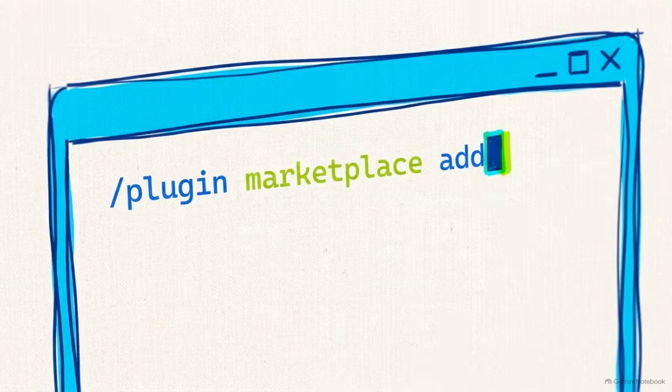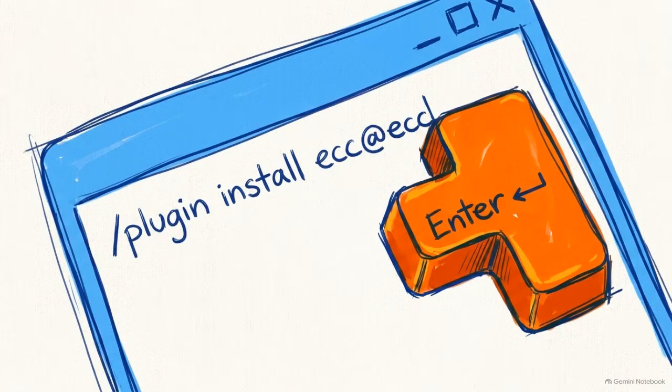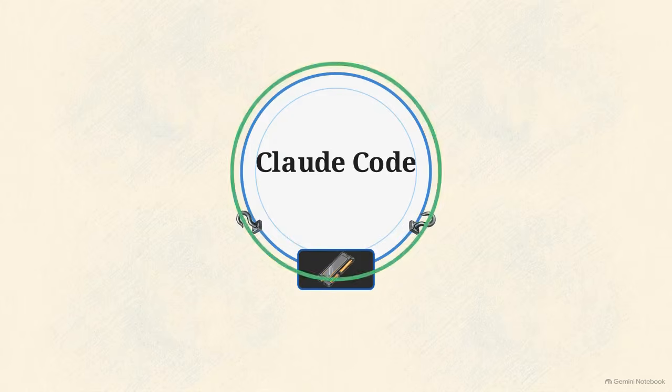Look at this terminal interface. We are starting inside the active Claude Code prompt, typing out the /plugin marketplace add command, and pasting the ECC GitHub URL. This points your local environment to the upstream repository. Next, execute /plugin install ECC at ECC. This single command handles the provisioning of the workflow skills and binds the necessary runtime hooks natively into your Claude Code environment.